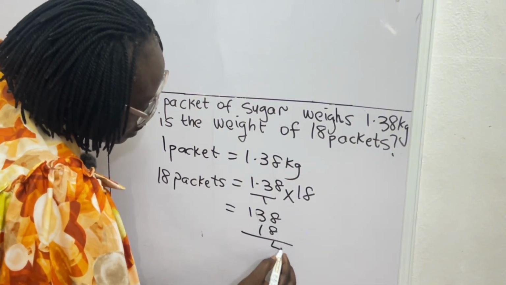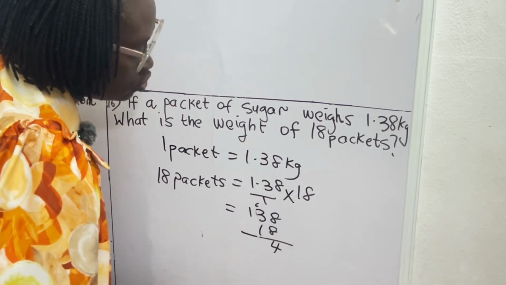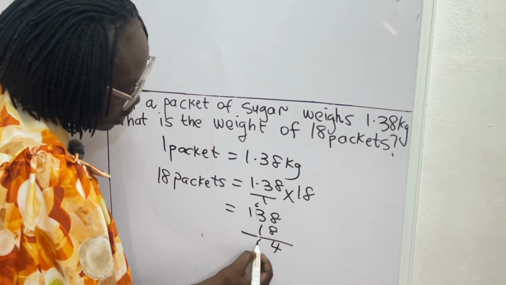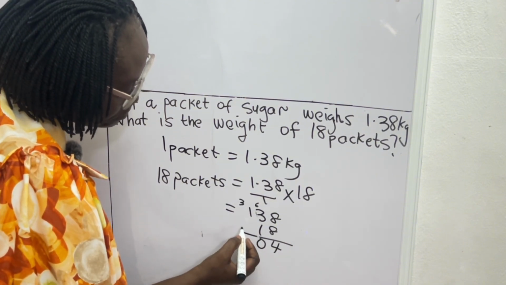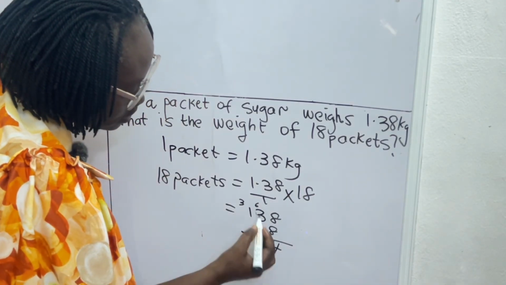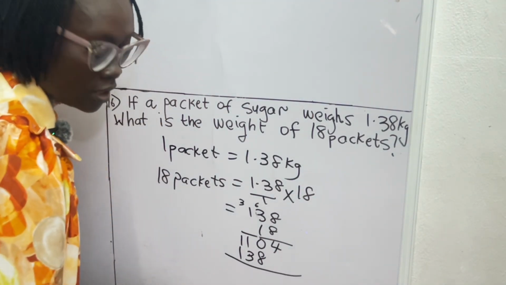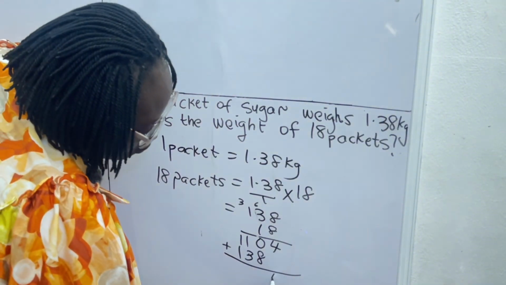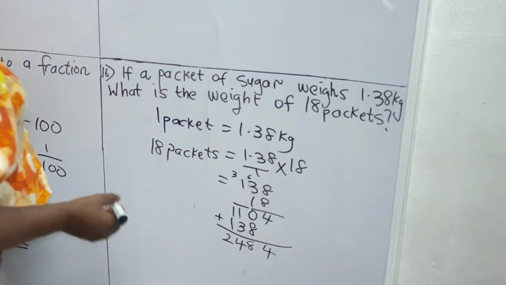8 times 8 is 64. You write your 4, bring your 6. 8 times 3 is 24. 24 plus 6 is 30. 8 times 1, 8 plus 3 is 11. Then 1 times 8 is 8. 1 times 3 is 3. 1 times 1 is 1. Then you add 4, 8, 4, 2.